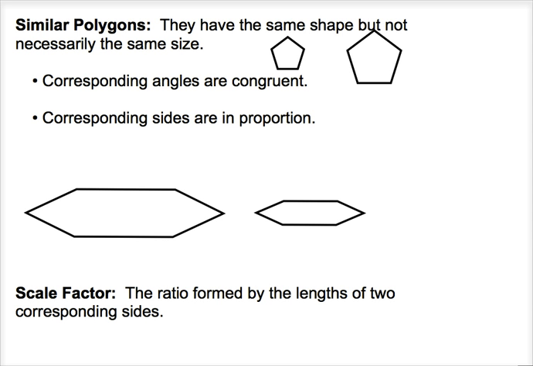And then we have a scale factor. It's the ratio formed by the lengths of two corresponding sides. So if I came up to the hexagons and I told you that the top of this one is 15 and the top of the other one was 10, and I asked for the scale factor, it would just be their ratio. So the scale factor would be 15 to 10, which I could then reduce to 3 to 2. So any of the other side lengths would have to be in the same ratio of 3 to 2.